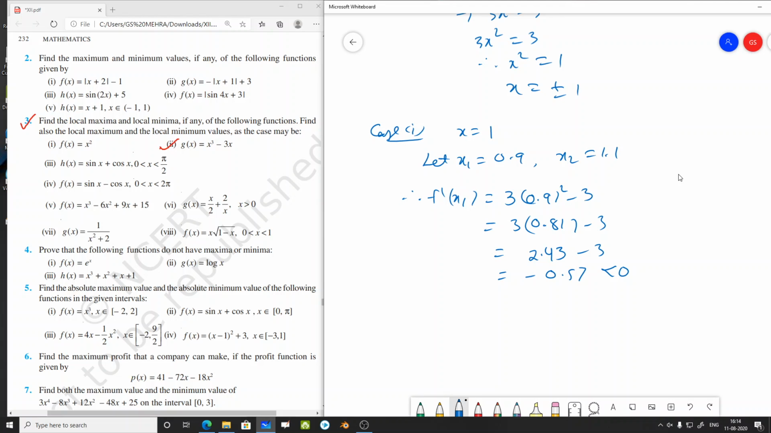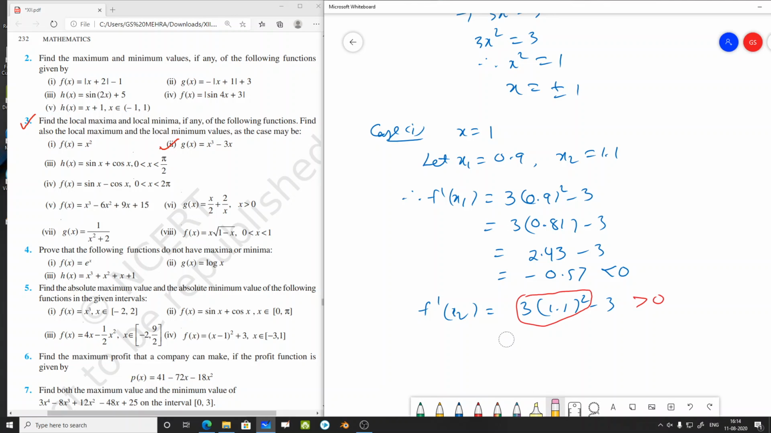Now similarly, let us check for x equal to 1.1. So f dash x2 equal to 3 into 1.1 square minus 3. There is no need to even calculate this, because 1.1 square is more than 1, so 3 times it will be more than 3, and if from that we subtract 3, it will be greater than 0.